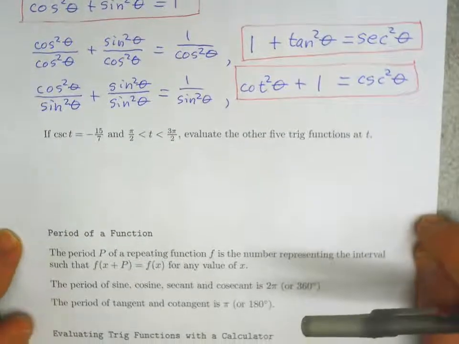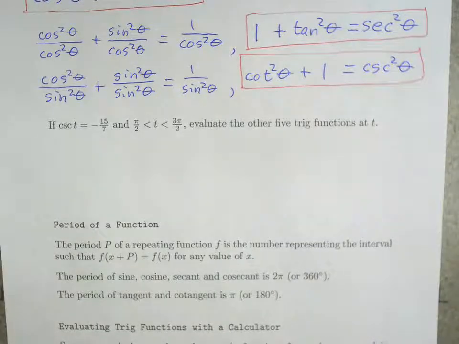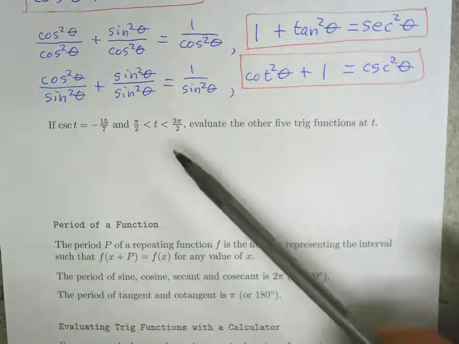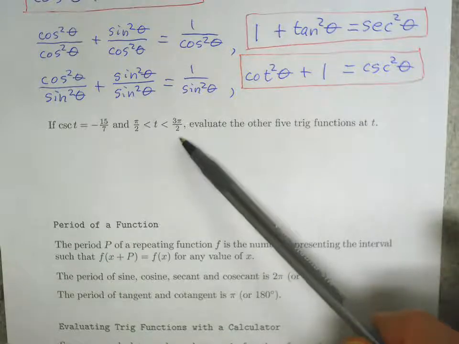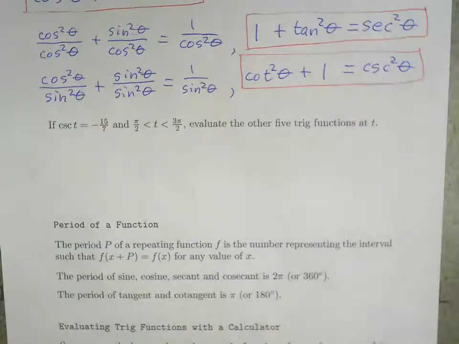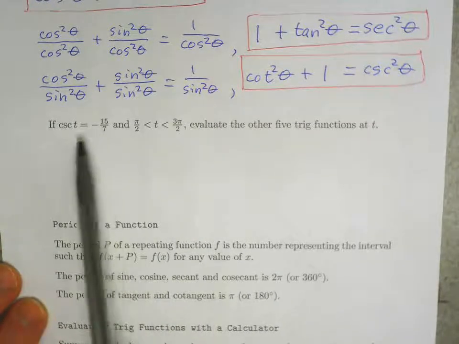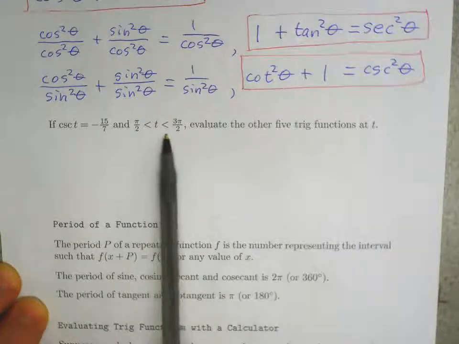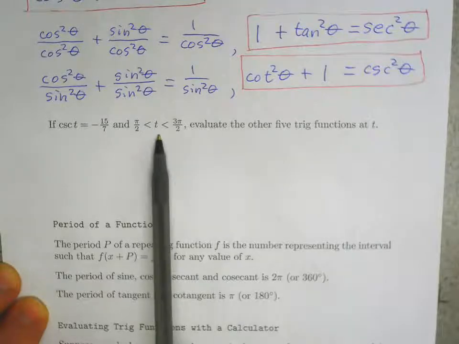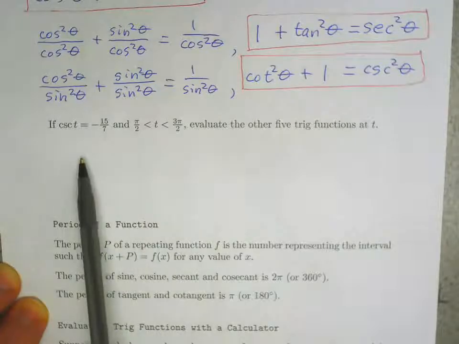Okay, in this next exercise, cosecant of t is equal to negative 15 over 7. And it's also given that t is between pi over 2 and 3 pi over 2. Well, since cosecant of t is negative, that even narrows down where t has to be. T has to be between pi and 3 pi over 2. T has to be in the third quadrant.